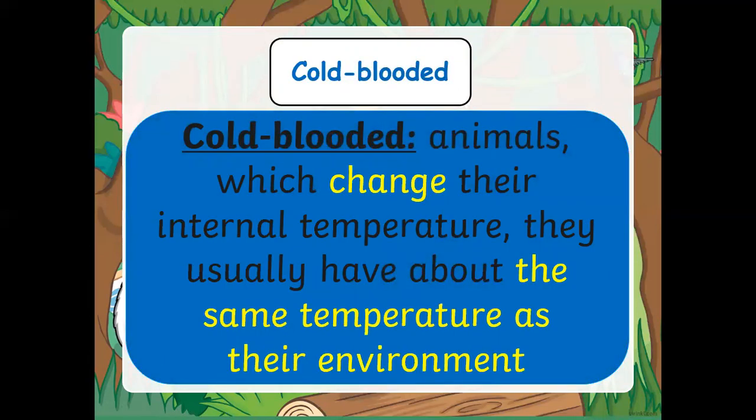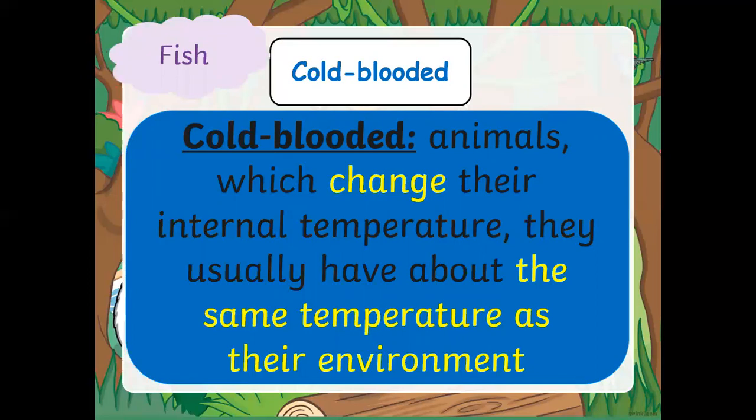What about cold-blooded? Here we have the cold-blooded animals, which change their internal temperature. They usually have about the same temperature as their environment. So in the winter, the weather is so cold that they change their internal temperature to be cold, the same as their environment. What about the summer? The weather in the summer is so hot, so the cold-blooded animals change their body temperature to be as hot as their environment. So cold-blooded animals can change their temperature.